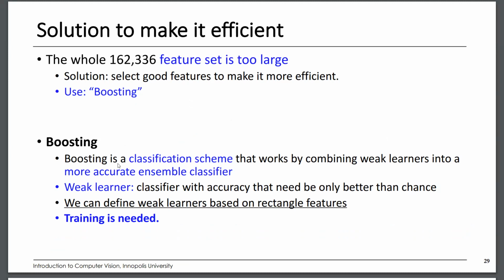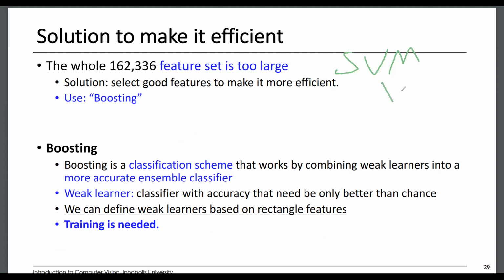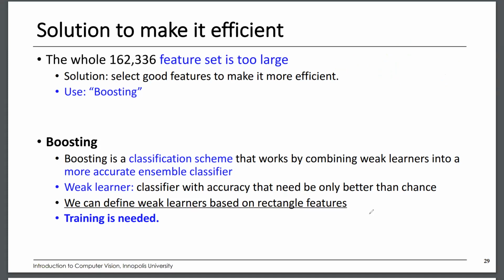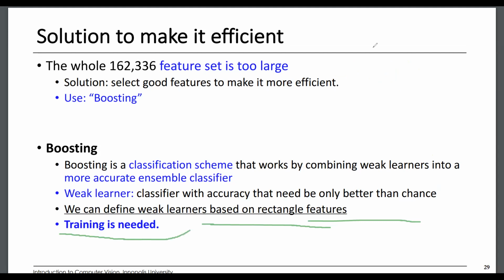Boosting is a very simple technique. It's a classification schema that works by combining weak learners into a more accurate ensemble classifier. So we take weak learners, such as, let's say, an SVM, and we combine it with other SVMs, and they will form a much stronger learner. A weak learner is a classifier with accuracy that can be enhanced, right? So it's only slightly better than chance. And we can define weak learners based on rectangle features, and training is definitely needed.